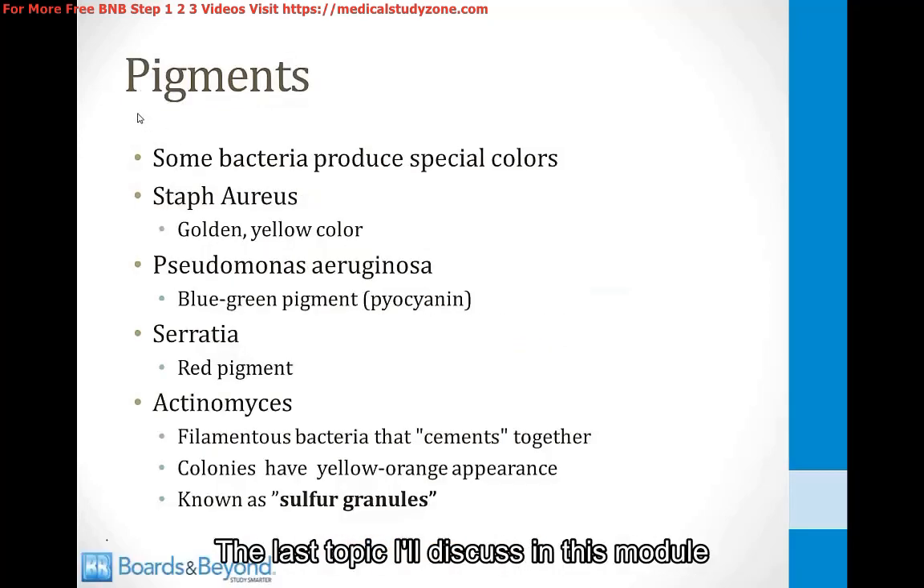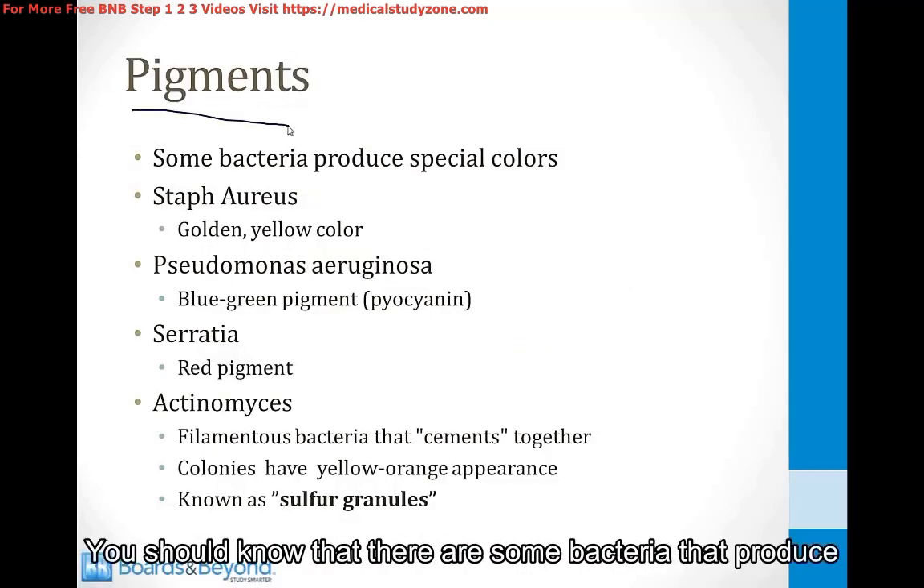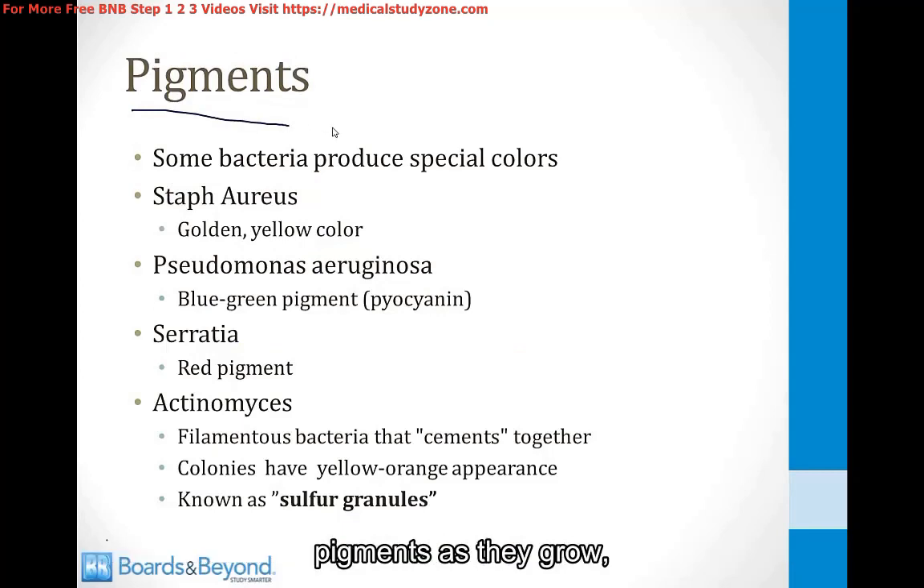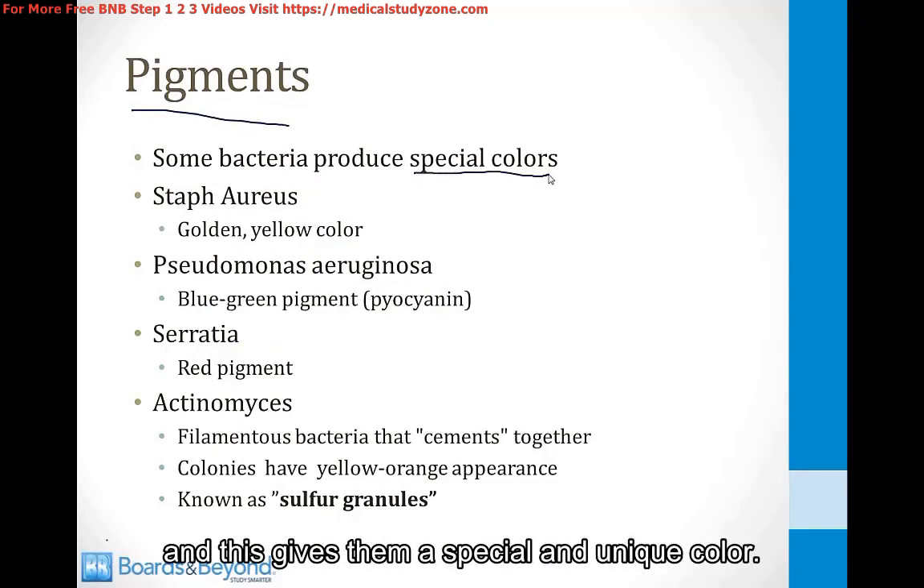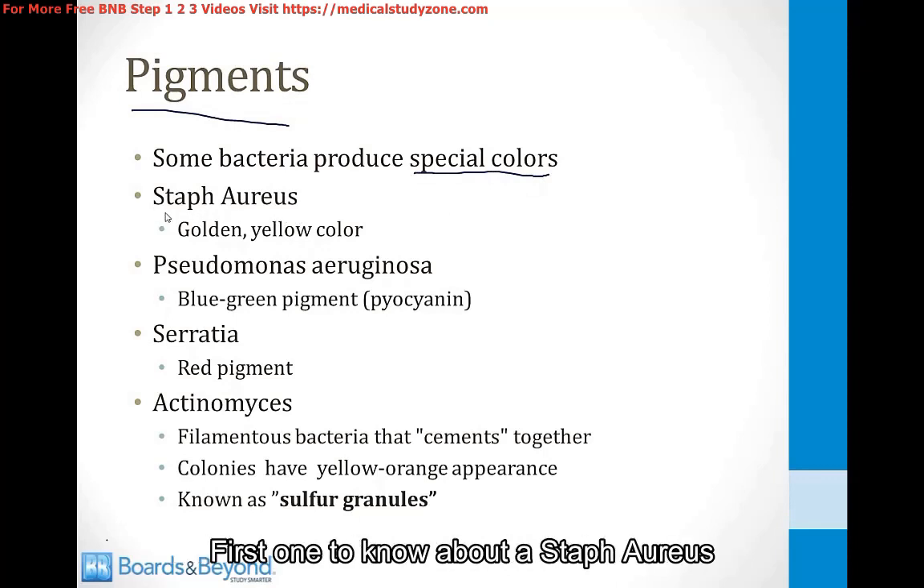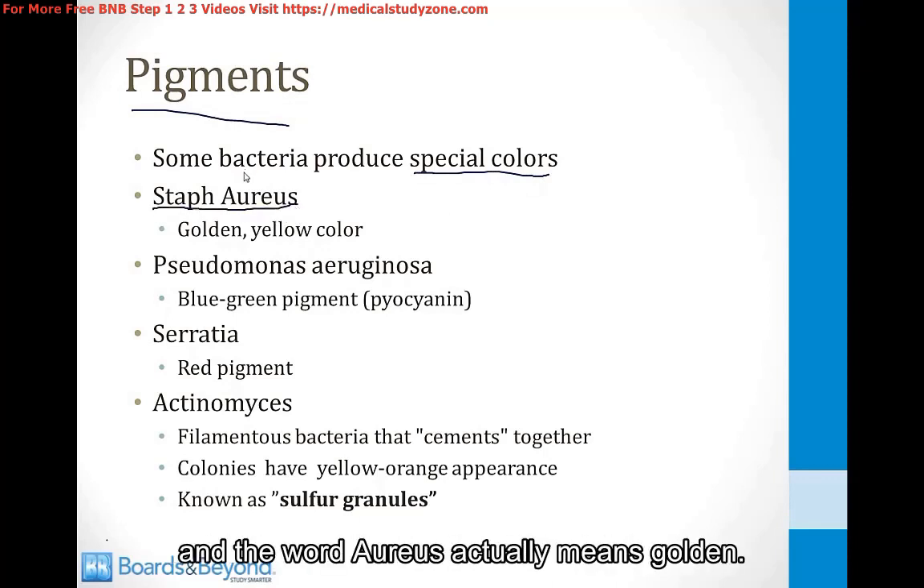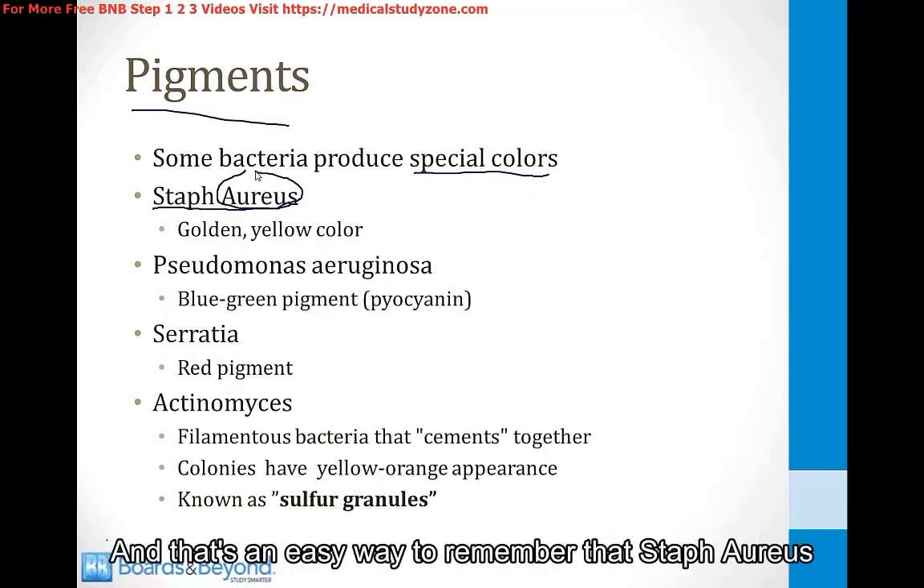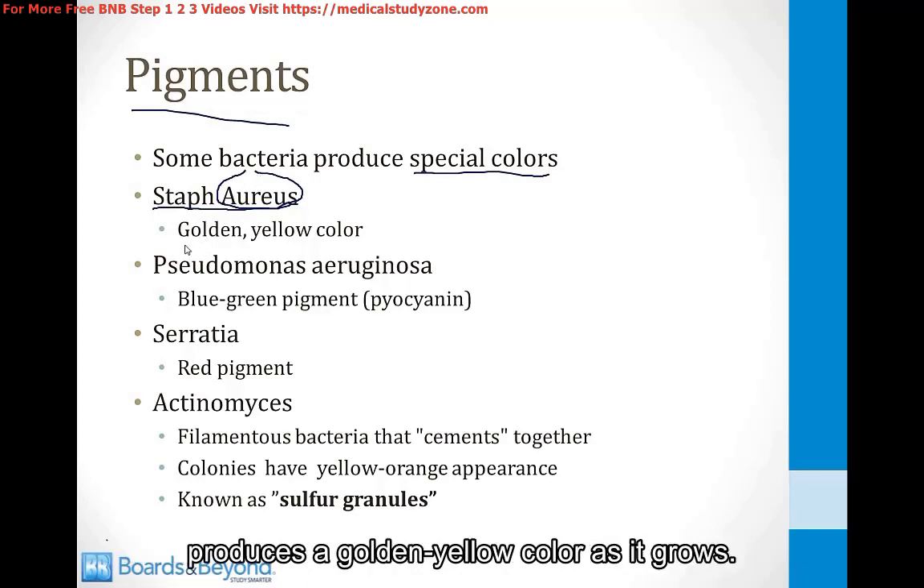The last topic I'll discuss in this module is that of pigments. You should know that there are some bacteria that produce pigments as they grow, and this gives them a special and unique color. The first one to know about is Staph aureus, and the word aureus actually means golden, and that's an easy way to remember that Staph aureus produces a golden yellow color as it grows.